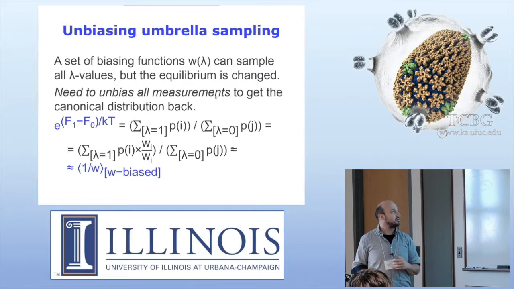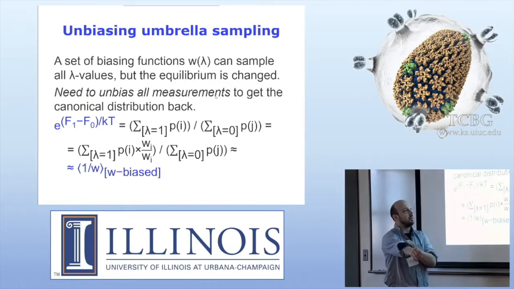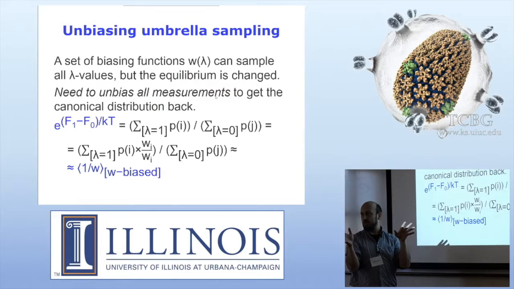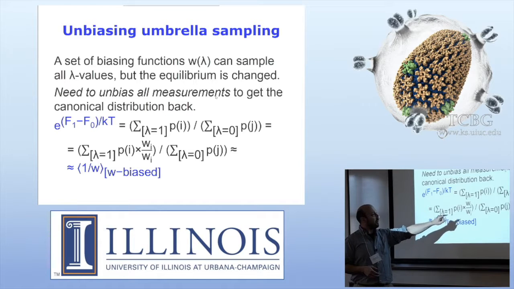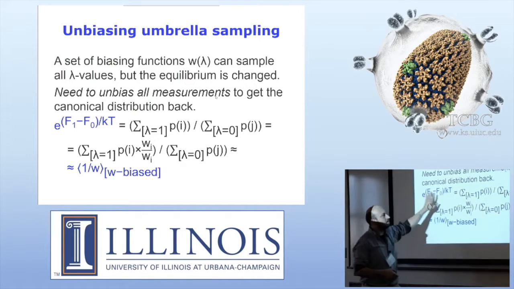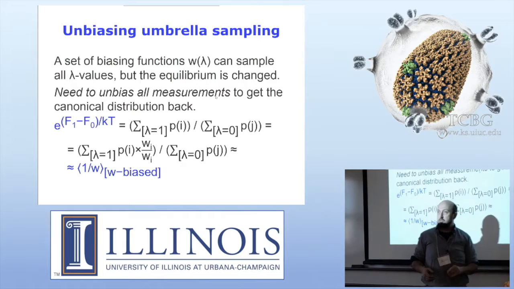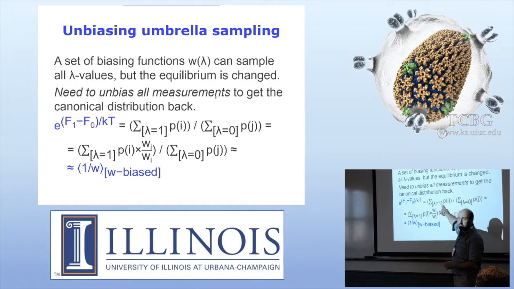The point is that the main point in unbiasing umbrella simulations is that you have your simulation where you artificially fiddled with the probabilities. So in the canonical ensemble, this is the formula that you would get. You have many microstates for lambda equal 1 and many microstates for lambda equal 0. You can do this sum for both of them again. But you no longer have this formula for the simulation you have.